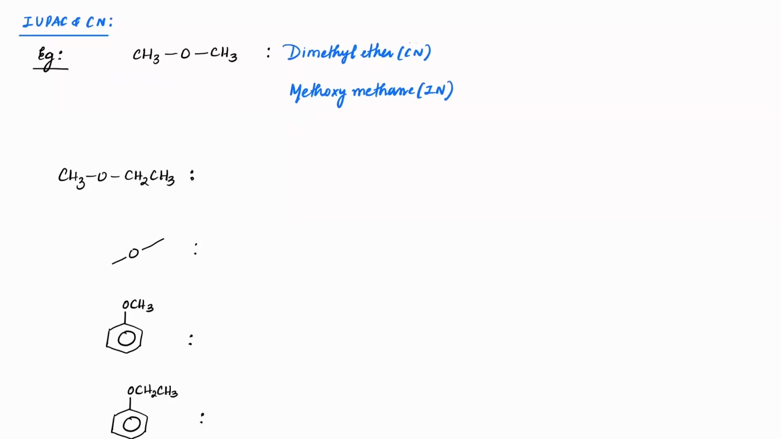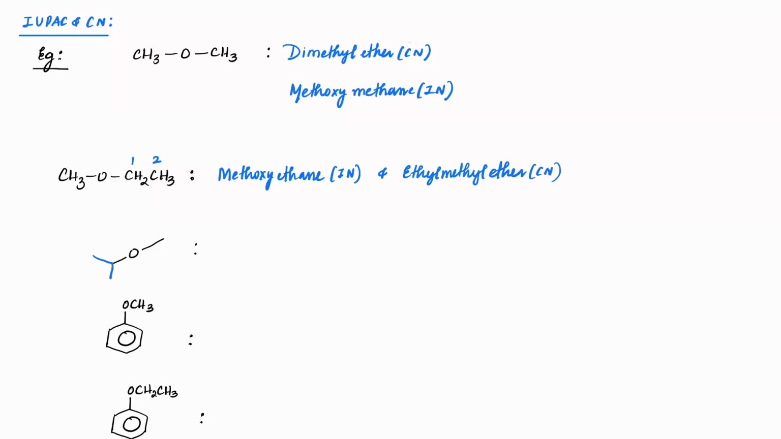Next, if you have CH3O CH3 here, this is a longer chain. So now this will become methoxyethane, which is the IUPAC name, and it is ethyl methyl ether, which is the common name.